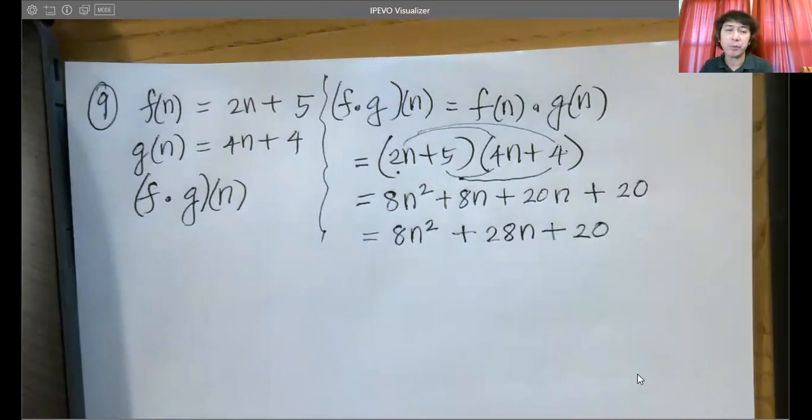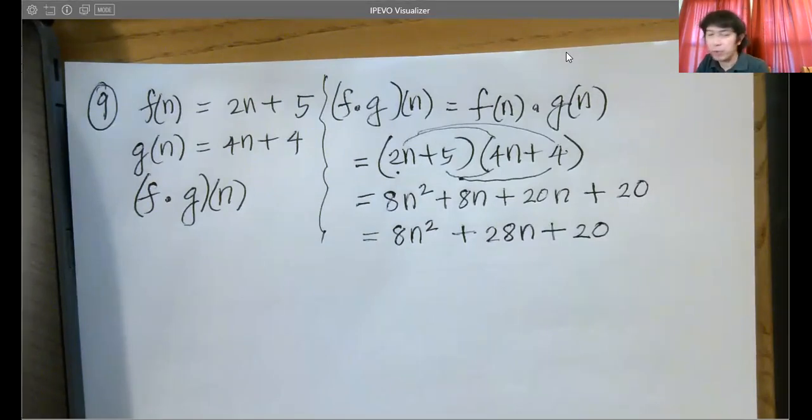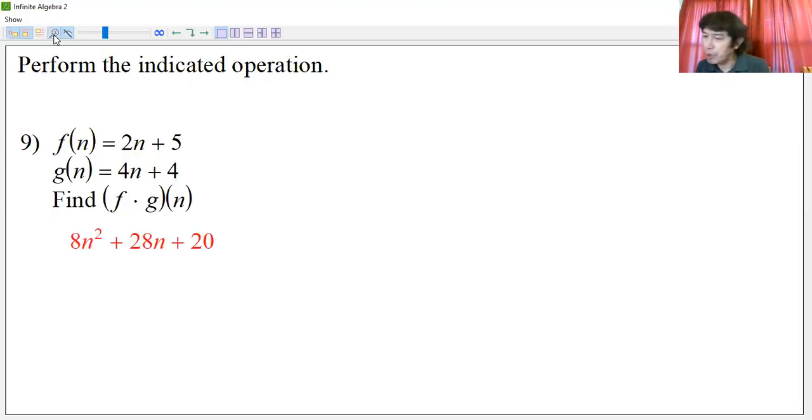This is the required product of the two functions. And so we shall verify the answer. 8n squared, 28n plus 20. Over here, our answer is 8n squared plus 28n plus 20. Yes, that should be it. 8n squared plus 28n plus 20. Let's do number 10.